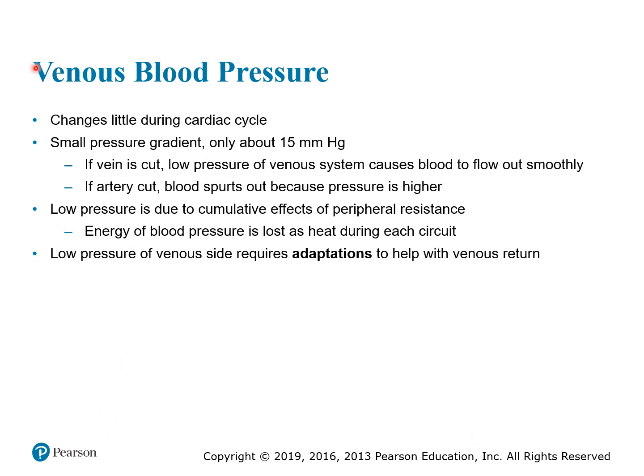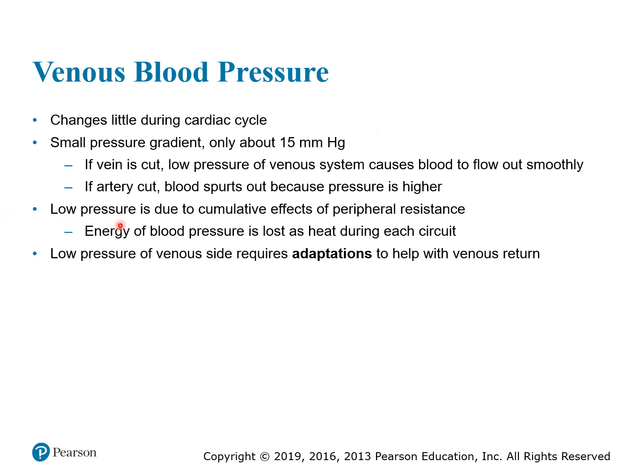Now let's see what venous blood pressure is. Venous blood pressure changes little during the cardiac cycle. A small pressure gradient is present in the venous system, only about 15 millimeters of mercury. So if a vein is cut, the low pressure of the venous system causes the blood to flow out smoothly. But if during surgery the surgeon accidentally cuts an artery, you will see a spurt of blood coming from that artery. Sometimes it can go up to the ceiling.